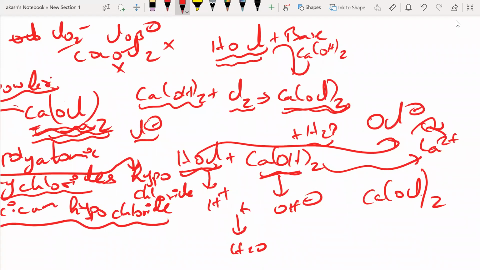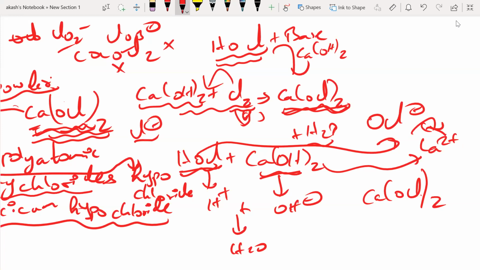So either this way, that is, calcium hydroxide, you pass chlorine gas to this, and you will end up with your bleaching powder, that is calcium hypochlorite, or you can go for the normal neutralization reaction by using the acid HOCl.